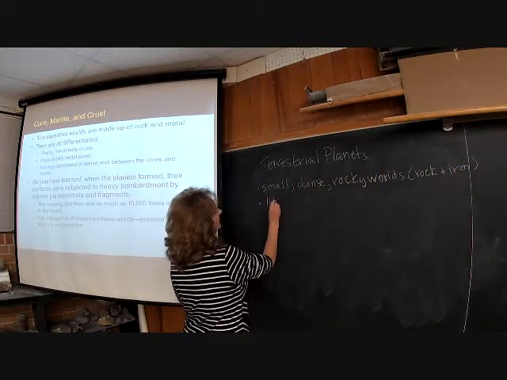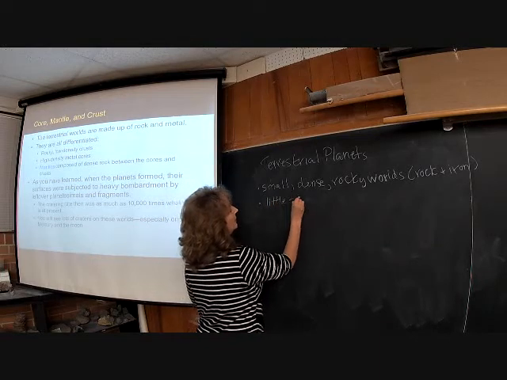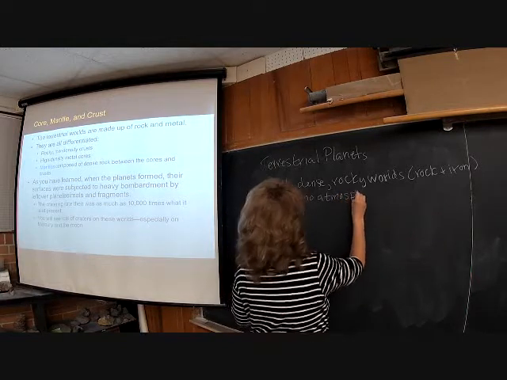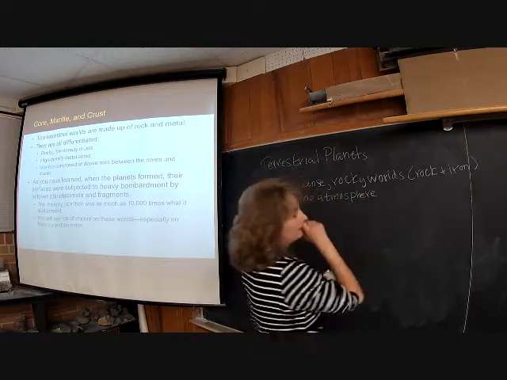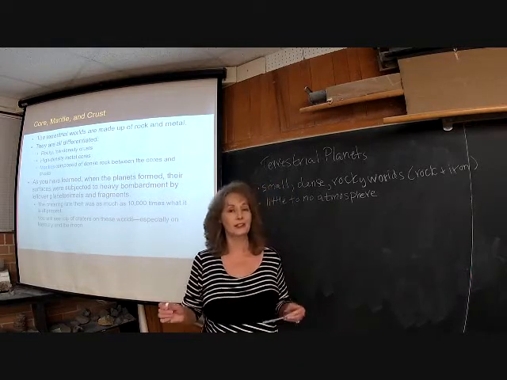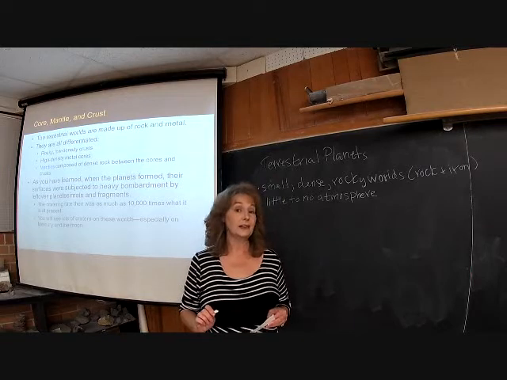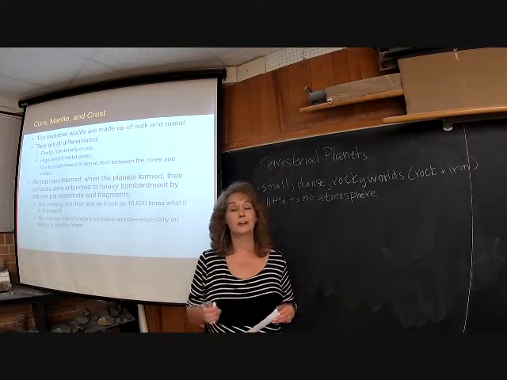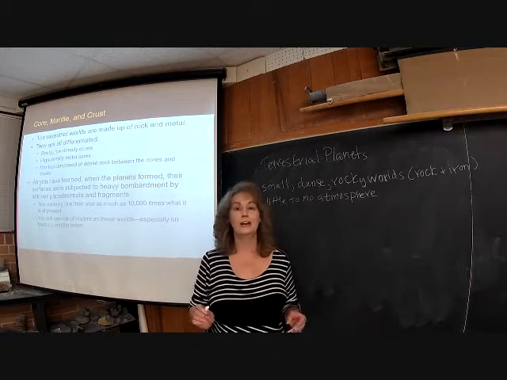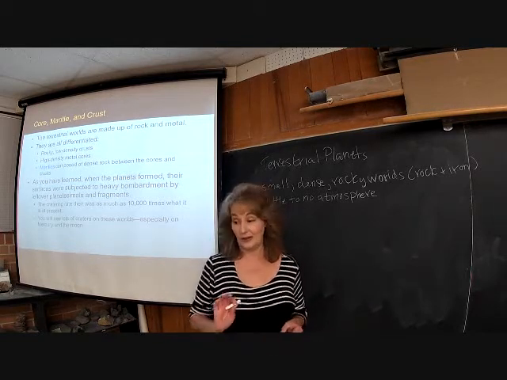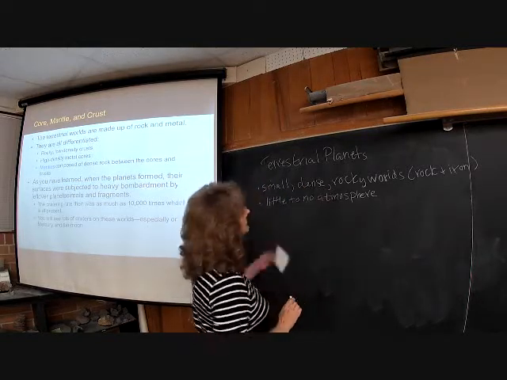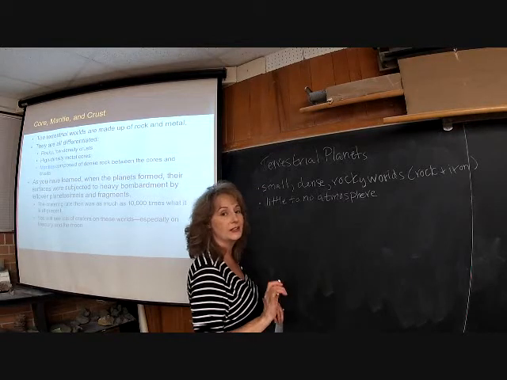They all have little to no atmosphere. Of course, the Earth has an atmosphere, a very thin atmosphere. Mars has an even thinner atmosphere. Venus has a pretty decent atmosphere, a rather thick one. Mercury has no atmosphere whatsoever. The moon has no atmosphere whatsoever, either. And so, small, dense, rocky worlds, little to no atmosphere, especially compared to the outer Jovian.